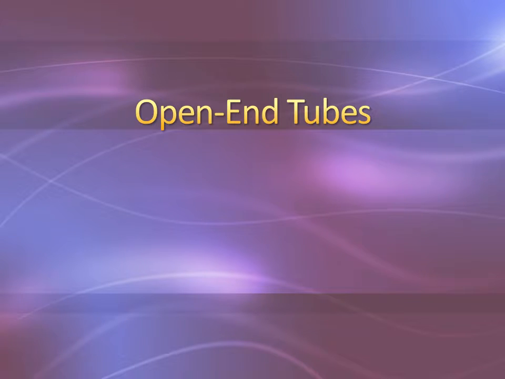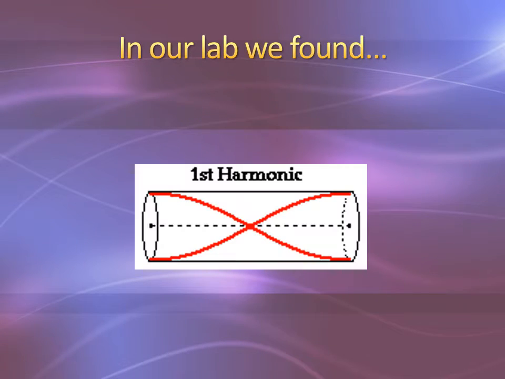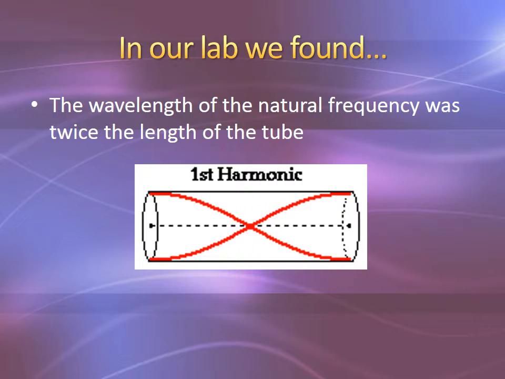Standing waves in an open-ended tube. This is both ends open. Alright, so in our lab, we found that the first harmonic looked like this. Now, it was hard to see, right? We really found it through comparing the wavelength to the length, and we found that the physical length of the tube was half of the actual wavelength. So, here's that in words, alright?